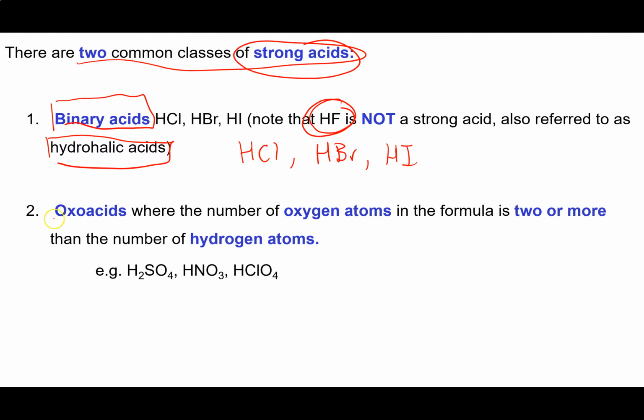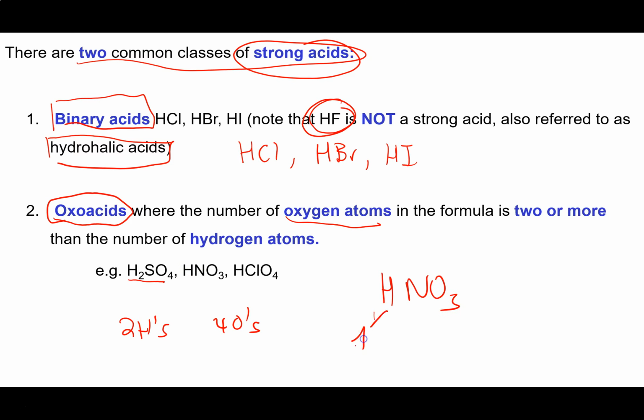The other class of strong acids are things that we call oxoacids, but a special class of oxoacids. These are oxygen-containing acids where the number of oxygen atoms is at least 2 more than the number of hydrogen atoms. A good example here is sulfuric acid. We've got 2 hydrogens, but we've got 4 oxygens, you see? So we've got 2 more oxygens than hydrogens, so that makes it strong. Then we've got nitric acid, HNO3. We've got 1 hydrogen, and then we've got 3 oxygens.